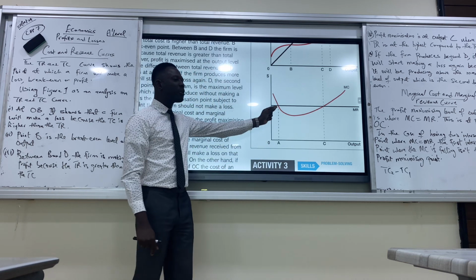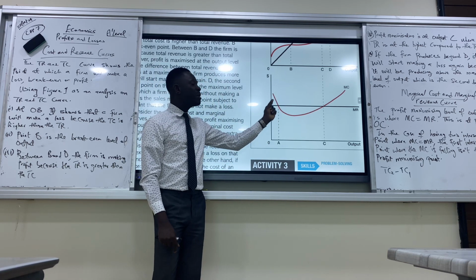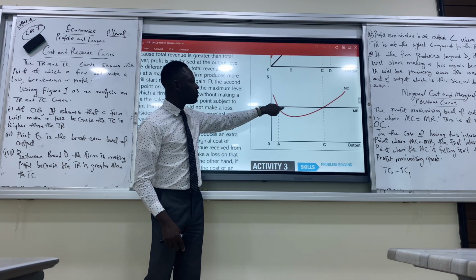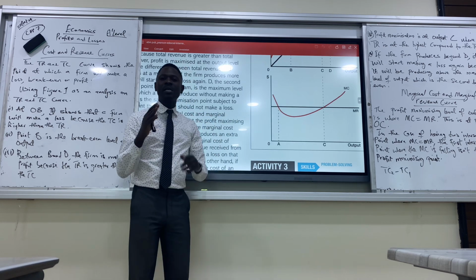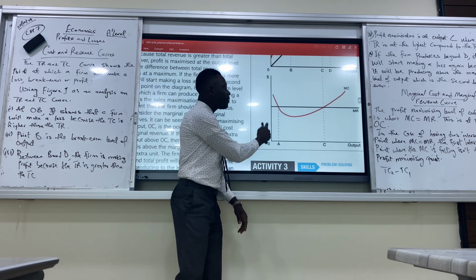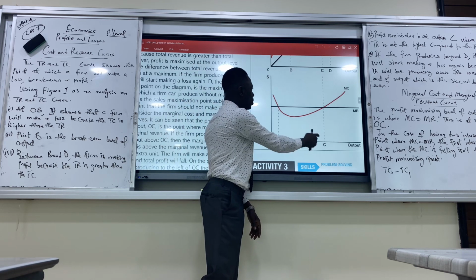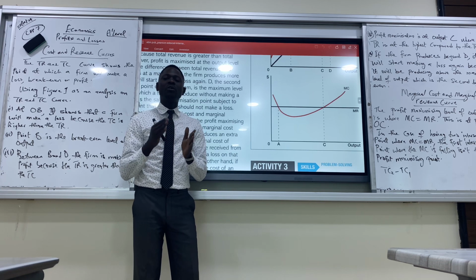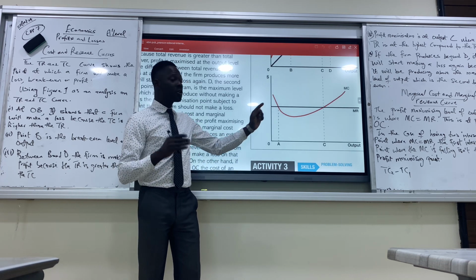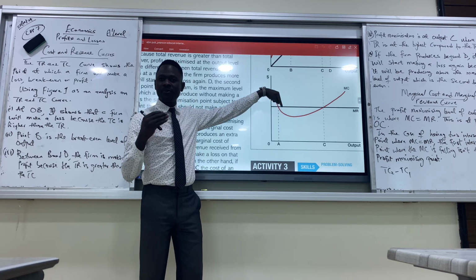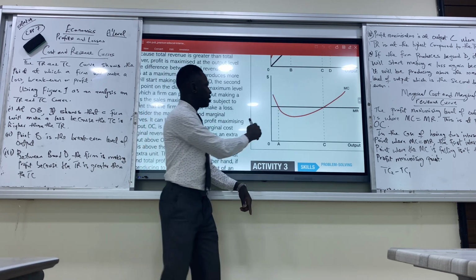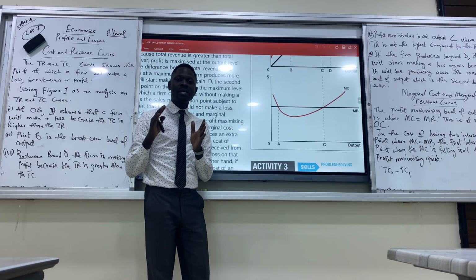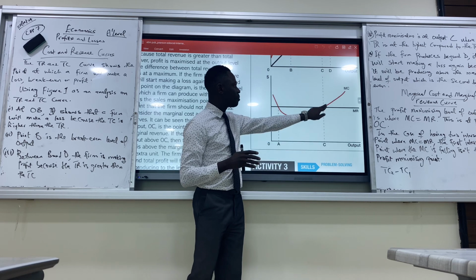But point OA is the first intersection of MC and MR. We have two intersections here, OA and OC. The first intersection at OA is not going to be your profit maximizing level of output because it is the first place where the marginal cost starts falling. So your marginal revenue equals your marginal cost at point OC. That is your profit maximizing level.